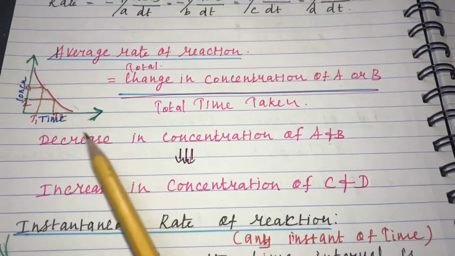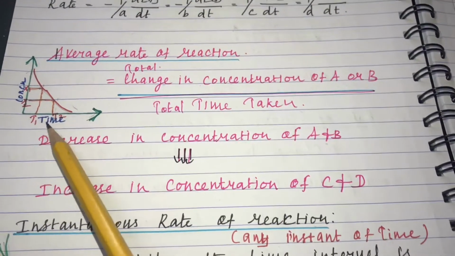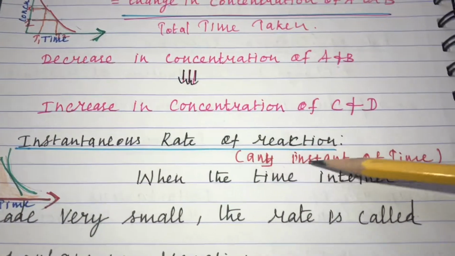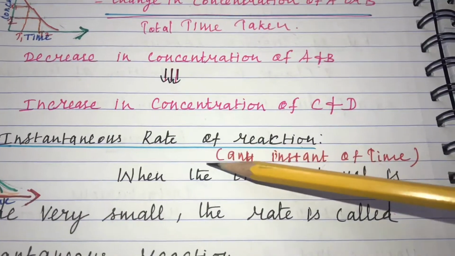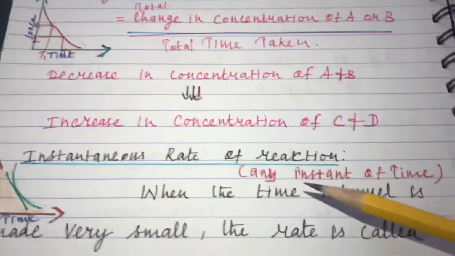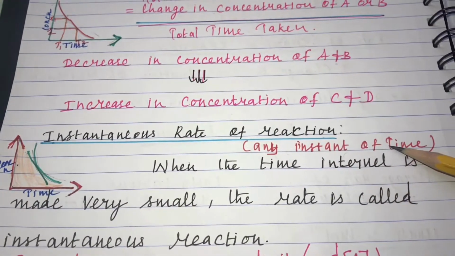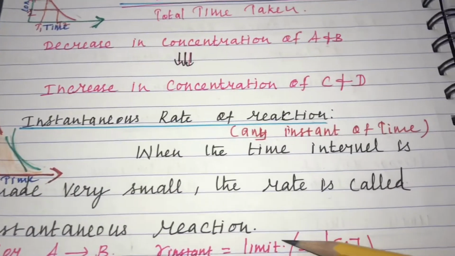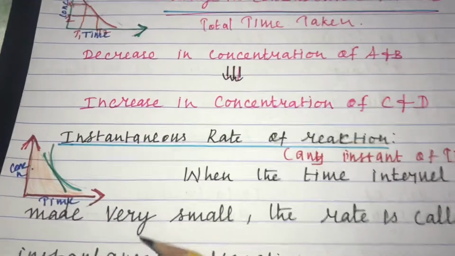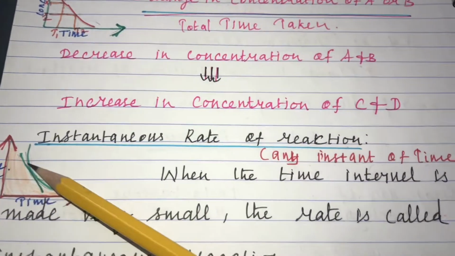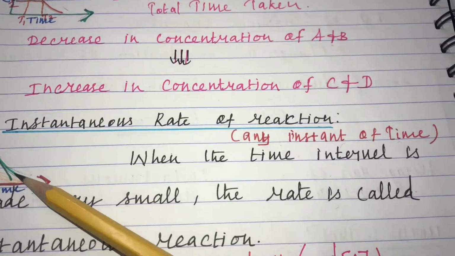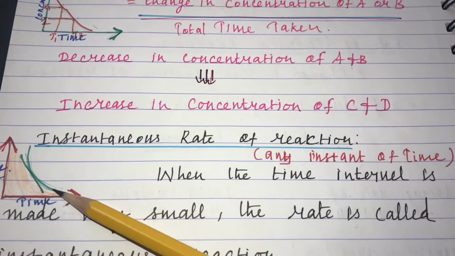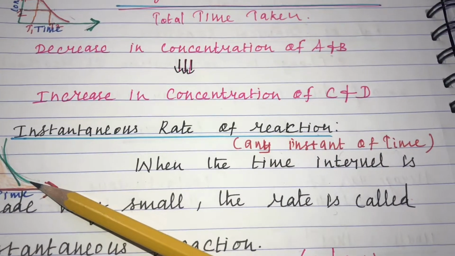This graph shows the concentration change that takes place as the time passes. And the next one is the instantaneous rate of reaction. The instantaneous rate of reaction shows the rate of the reaction at any instant of time. When the time interval is made very small, that rate is called the instantaneous rate of reaction. In this, for the change in the concentration with the time, at any instant of time, the rate of the reaction can be calculated as equal to the slope of the tangent to the curve.